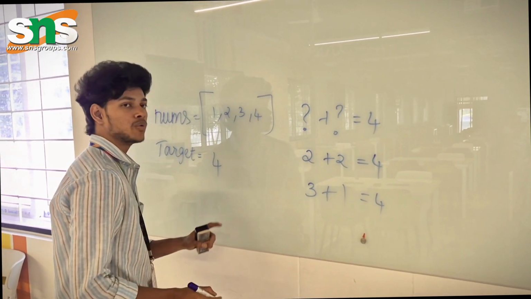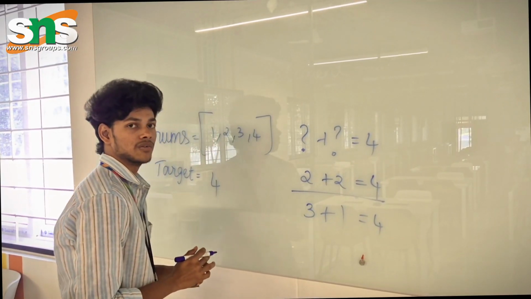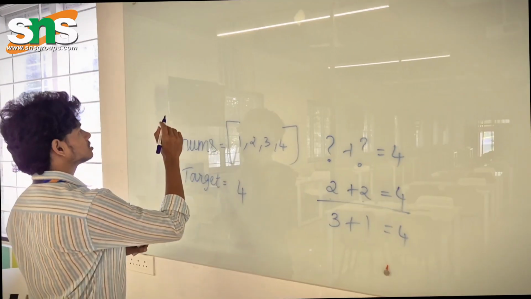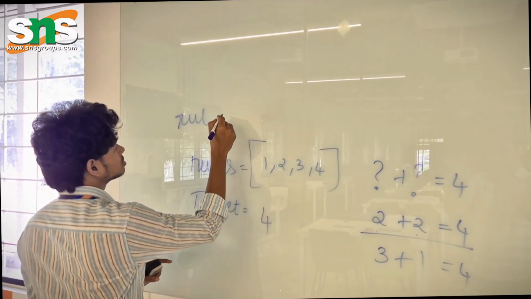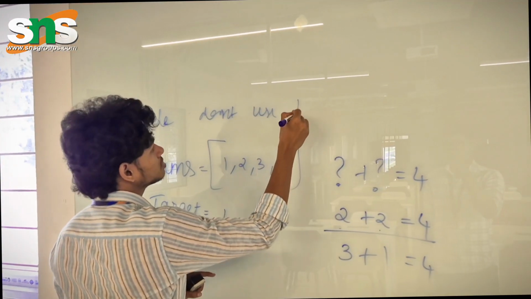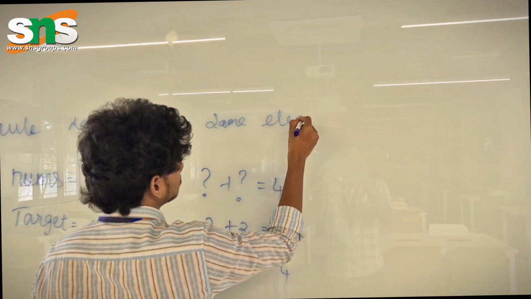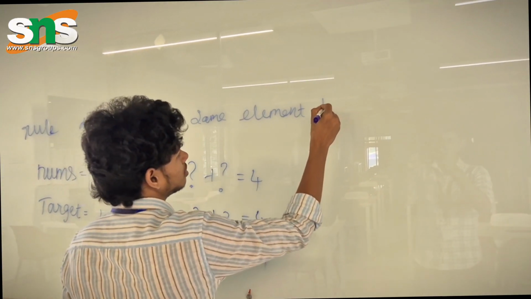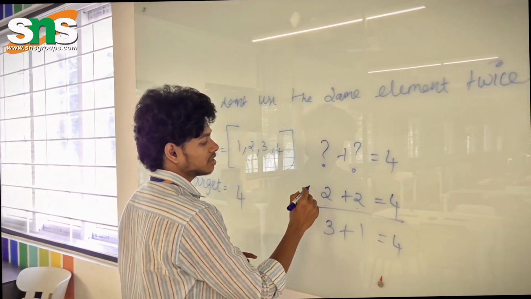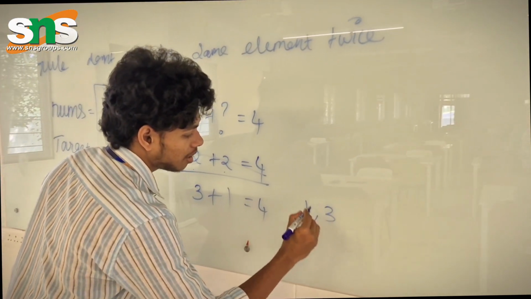They mention there will be exactly one solution. You may assume both of these solutions are valid, but here we are using the same element twice. As I mentioned before, there is a rule in this statement. The rule is to not use the same element twice. So this solution is not a valid one, and we can return the other as our solution.